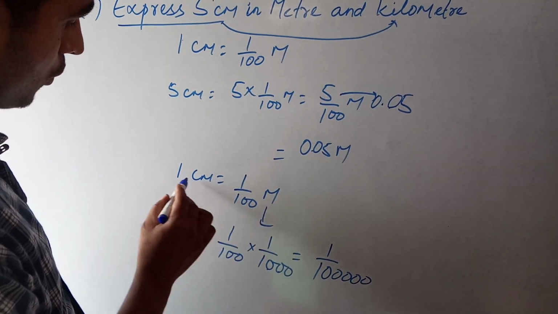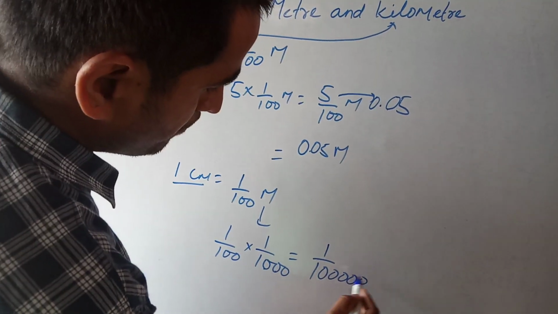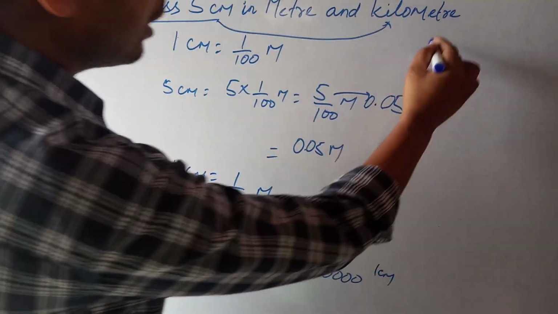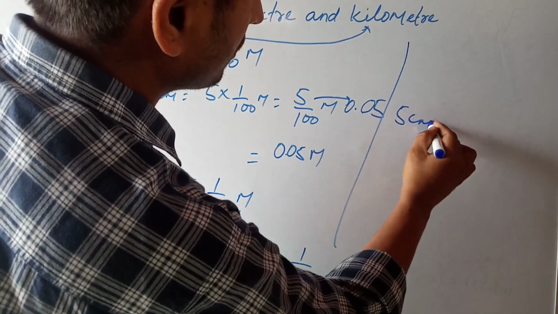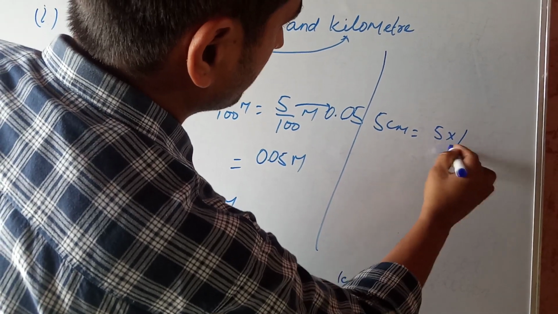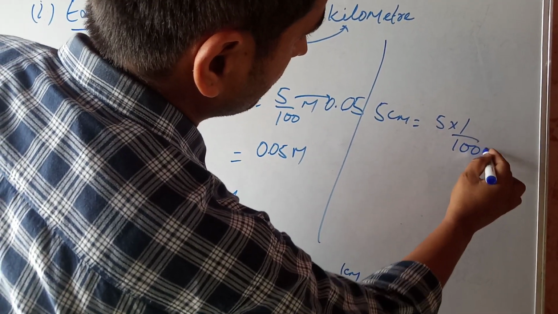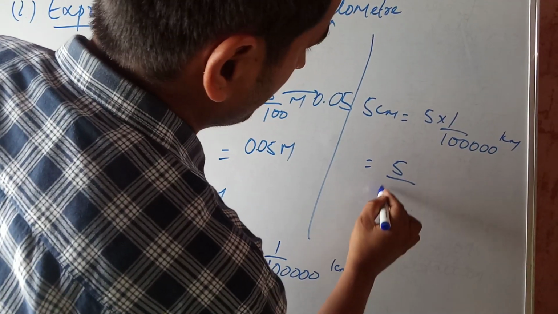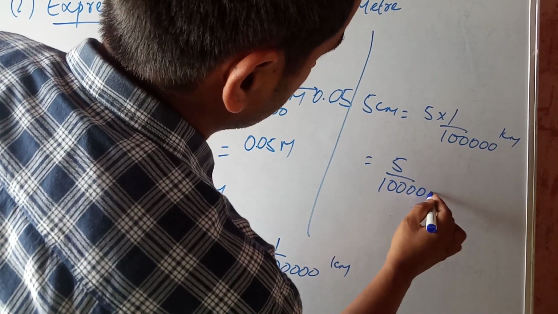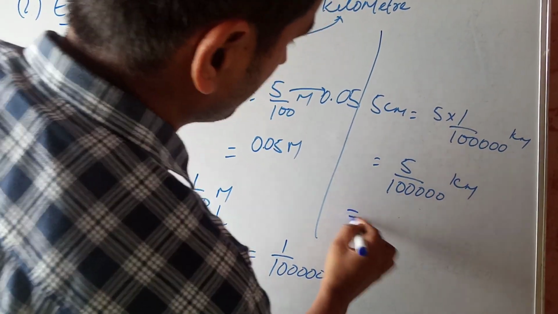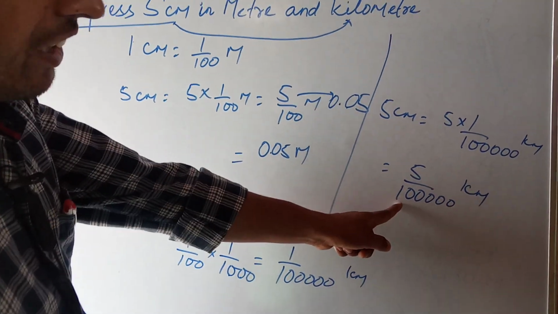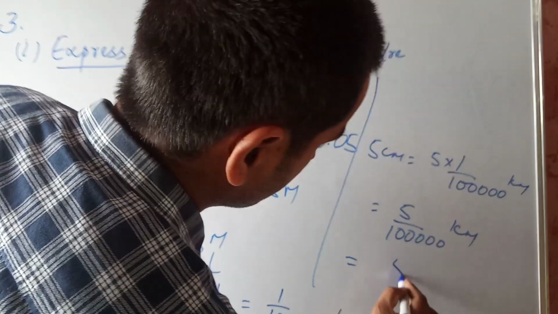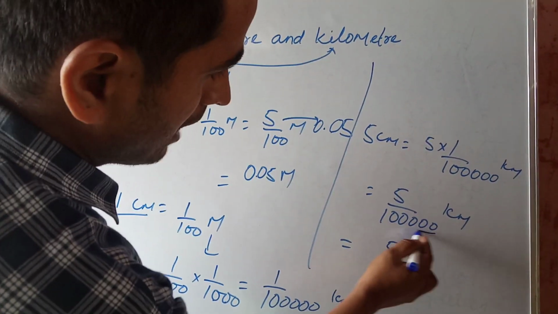So 1 centimeter is equal to 1 by 1 lakh kilometer, and we have 5 centimeter. So 5 centimeter is equal to 5 into 1 by 1 lakh kilometer. That is equal to 5 by 1 lakh kilometer. Now see here, in the denominator we observe that there are 5 zeros. First write the numerator value, that is 5.